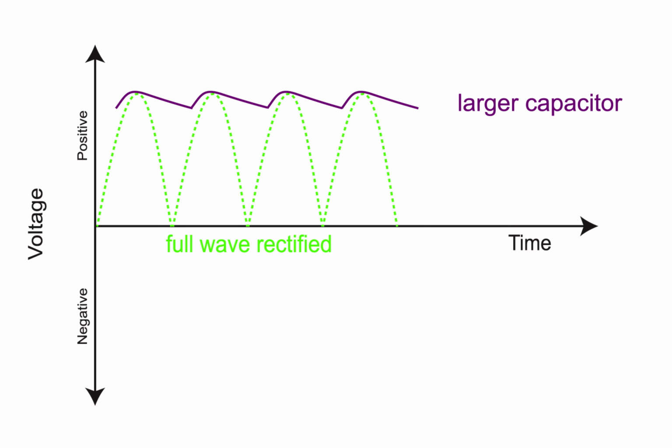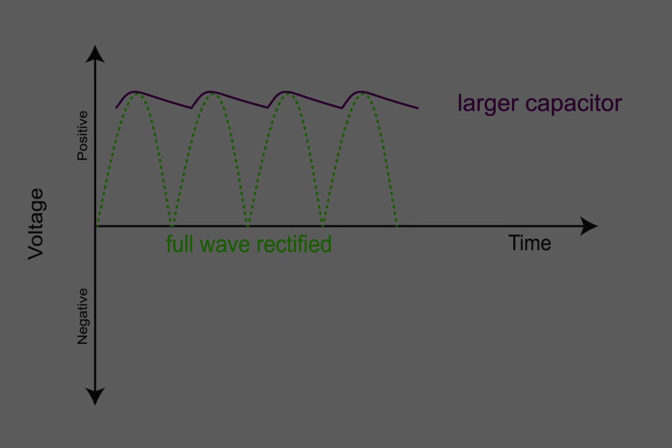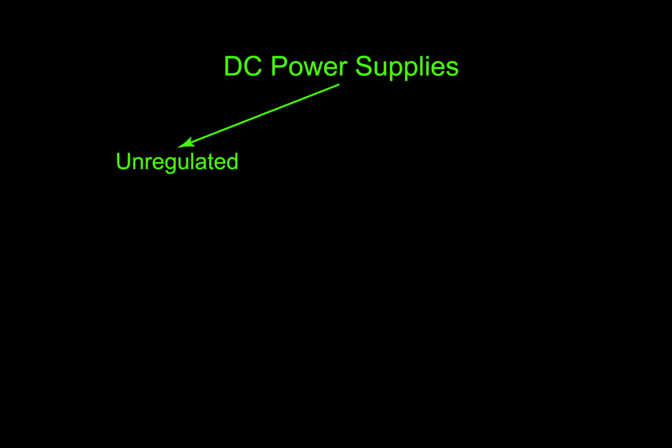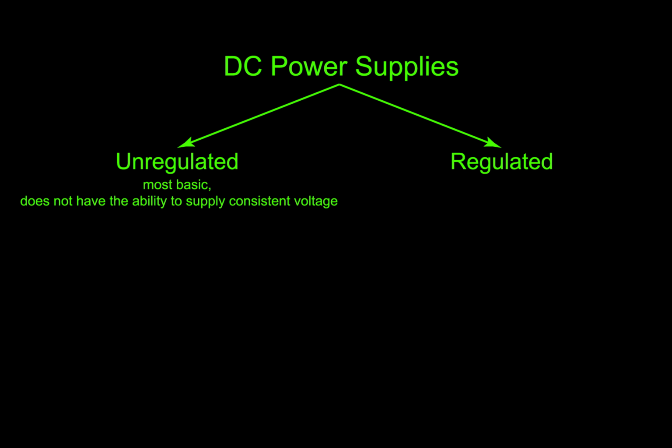Once the voltage conversion is complete, there is still some variation in output, called ripple. In a regulated power supply, the voltage is then passed through a regulator to create a fixed DC output with less ripple. Direct current power supplies are either unregulated or regulated. Unregulated is the most basic type of power supply and does not have the ability to support consistent voltage to a load, while regulated power supplies do.